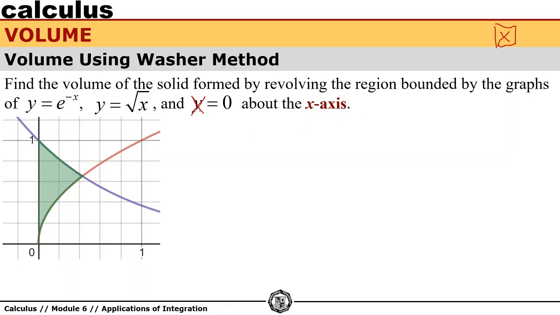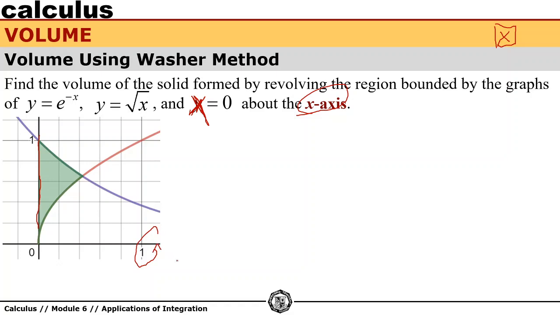Okay, so this should be x equals 0. That's my bad. So x equals 0 would be the vertical line that's forming the left edge of this region. All right, here we go. We're going to take this and spin it around the x-axis. So let's make sure we're aware of what we're going around here. We're going to spin it around this line right here.